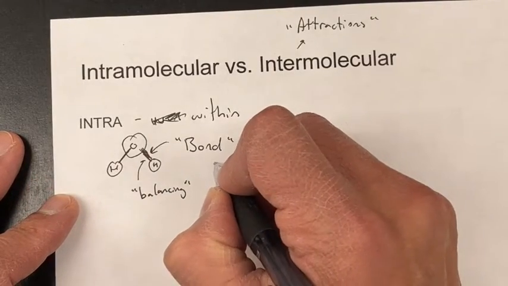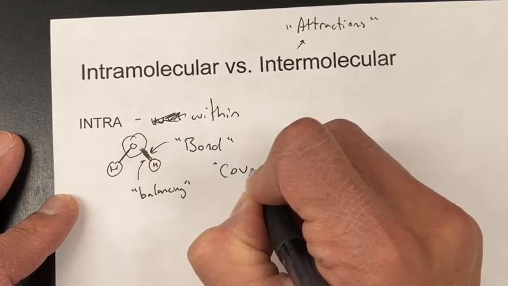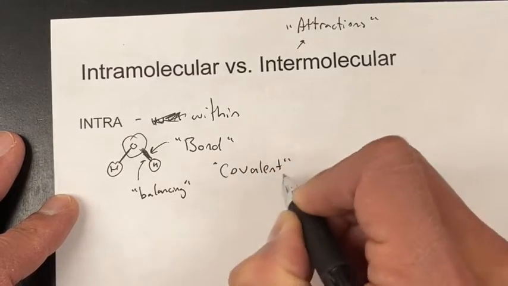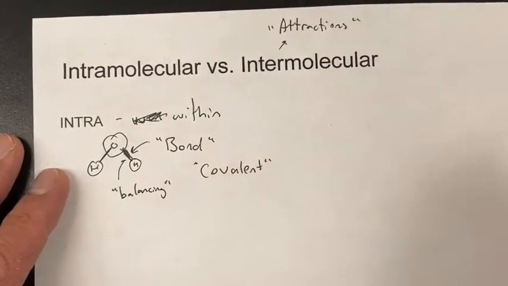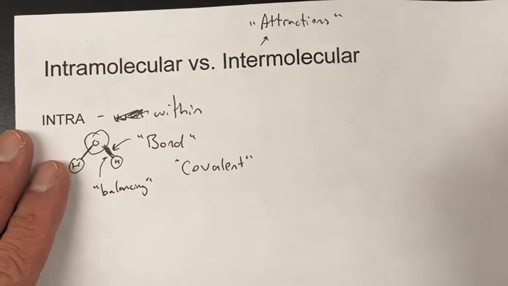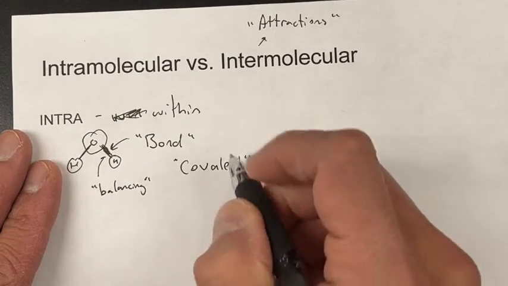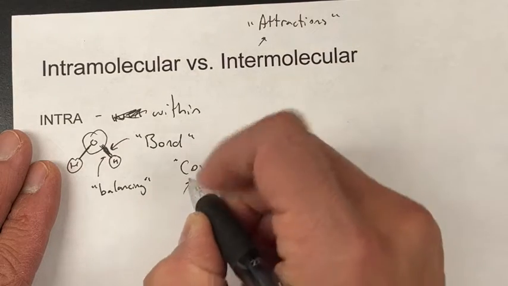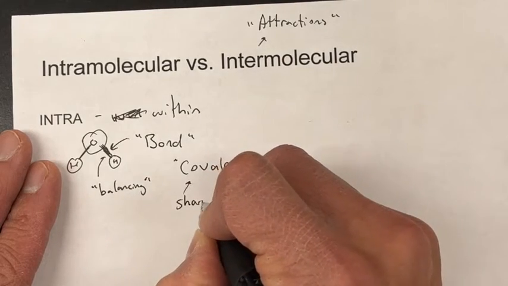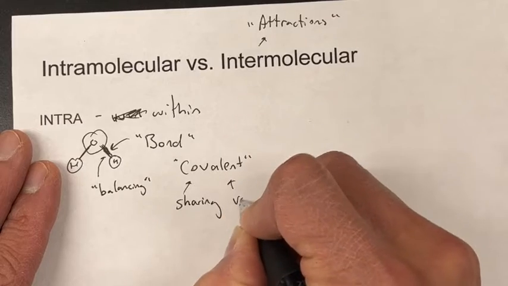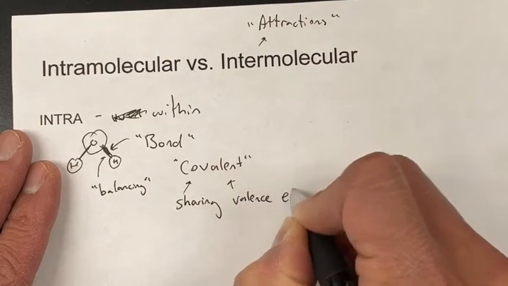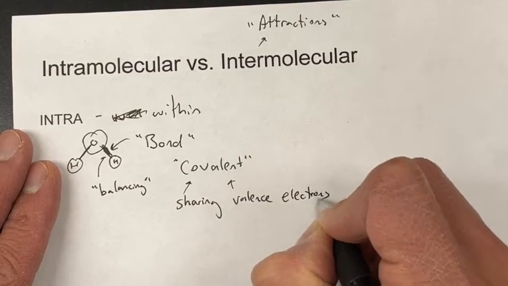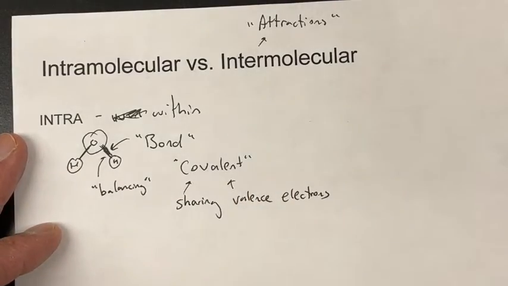This is actually called a covalent bond because it's between valence electrons. So we learned about this also last year. This is sharing the valence electrons, and that's my intramolecular bond.